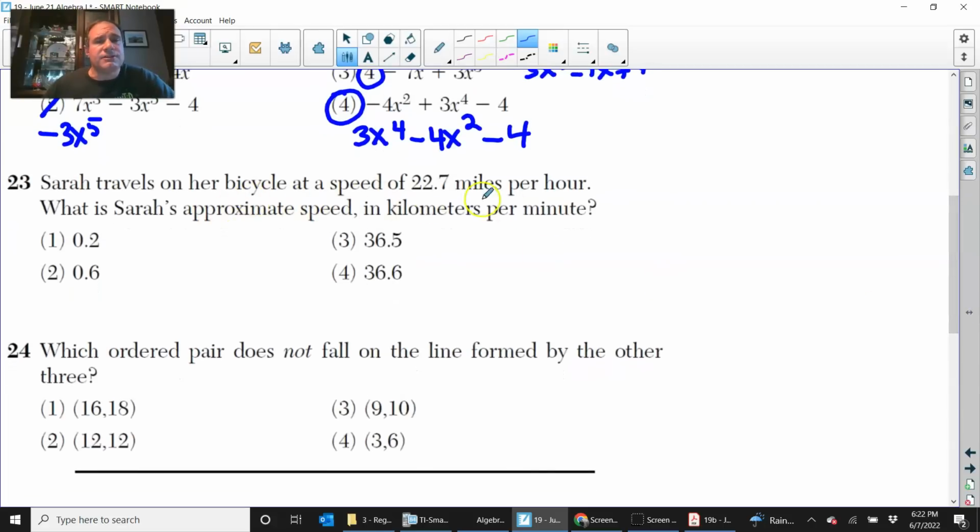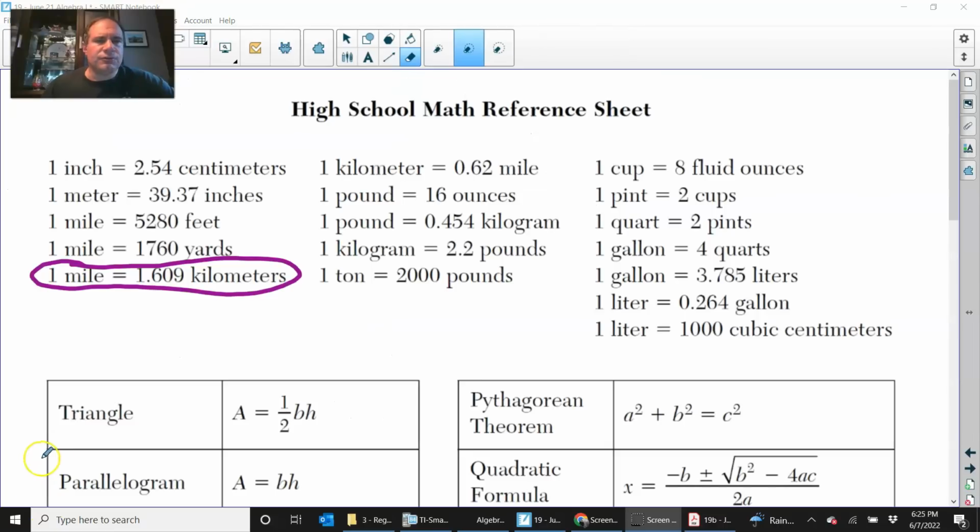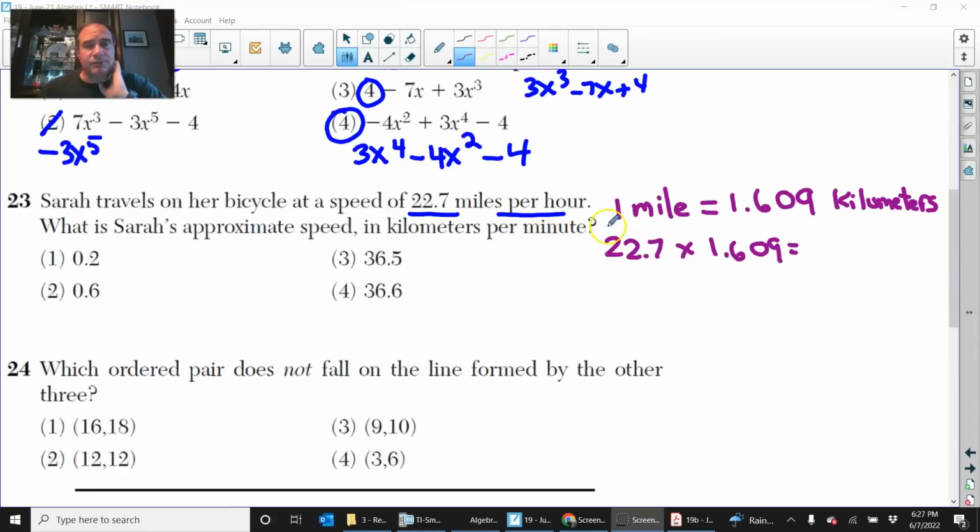Sarah travels on a bicycle at a speed of 22.7 miles per hour. What is Sarah's approximate speed in kilometers per minute? So to do this problem, you have to go to the reference sheet. I am going to circle 1 mile equals 1.609 kilometers. Then I'm going to go back to the question and put that right here. 1 mile equals 1.609 kilometers. She travels on her bike 22.7 miles per hour.